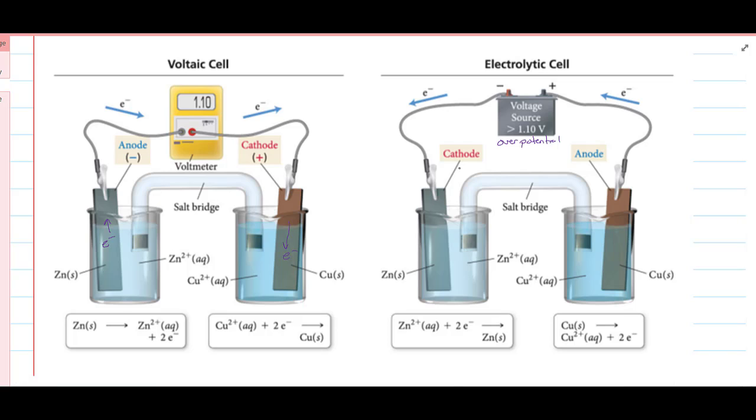Now the cathode here, so they switch signs. The cathode is still the negative terminal. That's where the reduction is happening. The anode, right? So copper is actually being oxidized to copper 2+, and zinc's being reduced to zinc. So that's the difference. Voltaic cells are spontaneous, how the electrons want to go. The electrolytic cell is non-spontaneous, how we want the electrons to go most of the time.